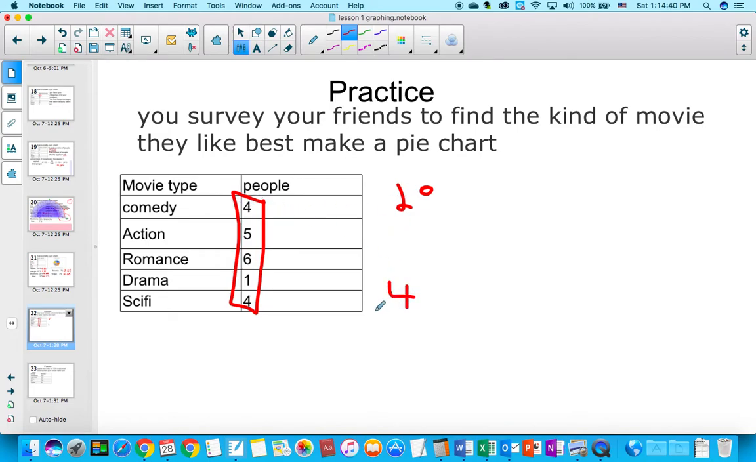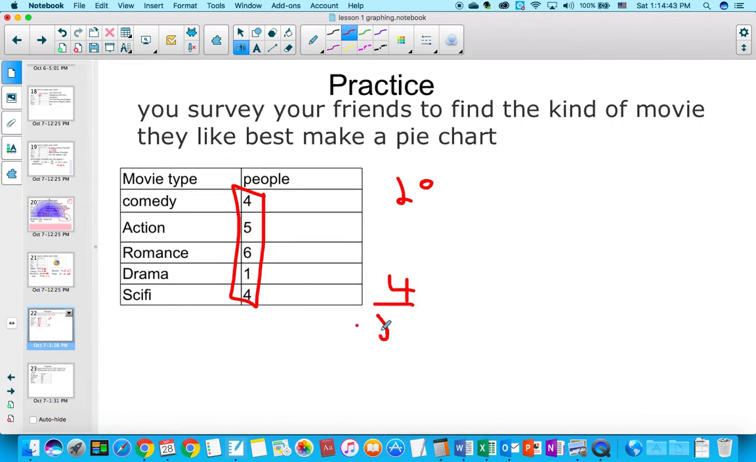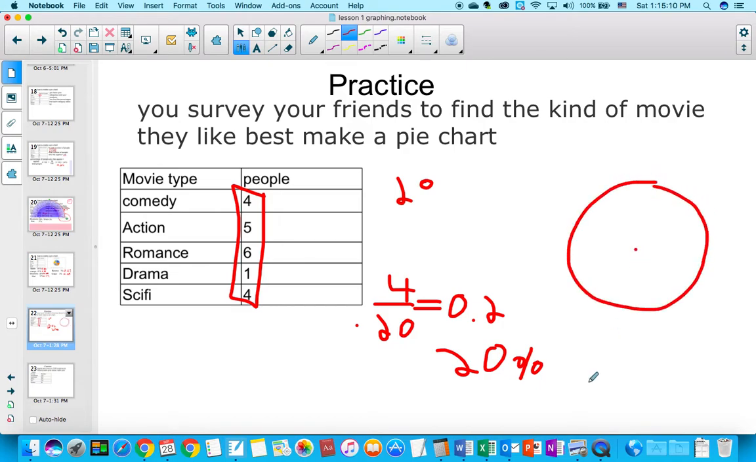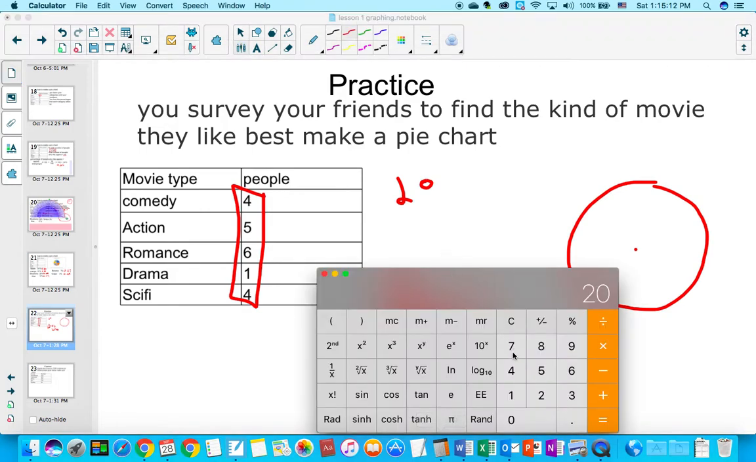So 4 out of 20, right? That's the same as saying, if you want to simplify, 1/5. But as a decimal, that's 0.2. Also represented as 20%. So we have 0.2, which is the same as 20%. And so when we draw our pie chart, we go 0.2 times 360. Because again, 360 is the number of degrees in a circle.